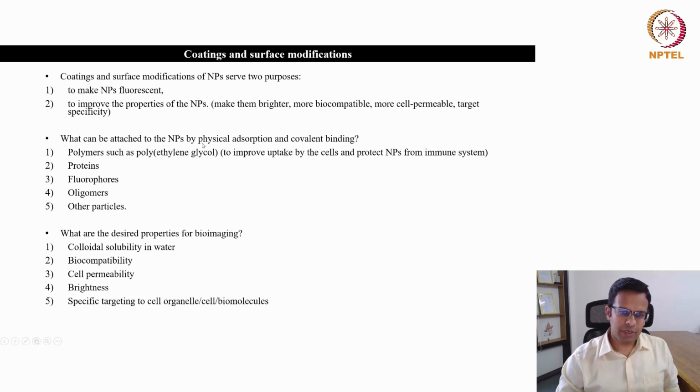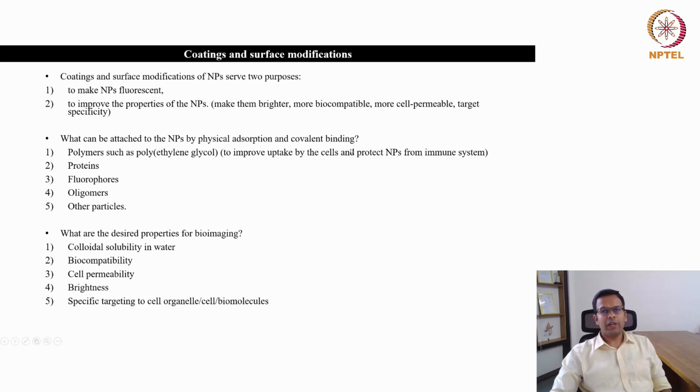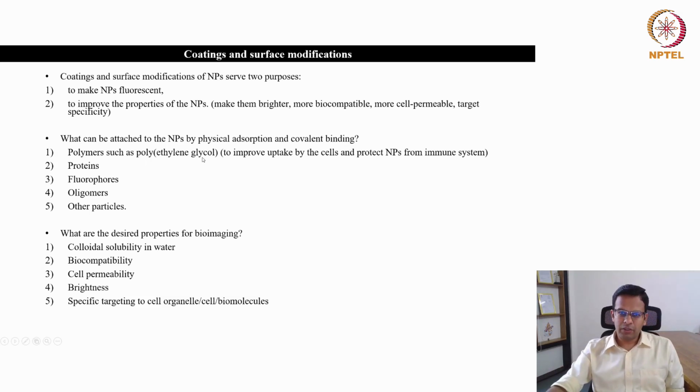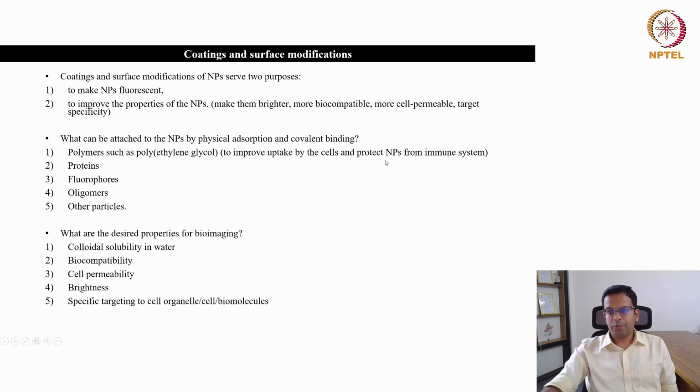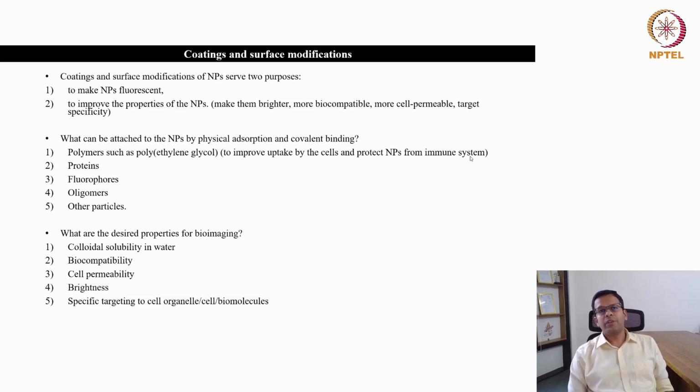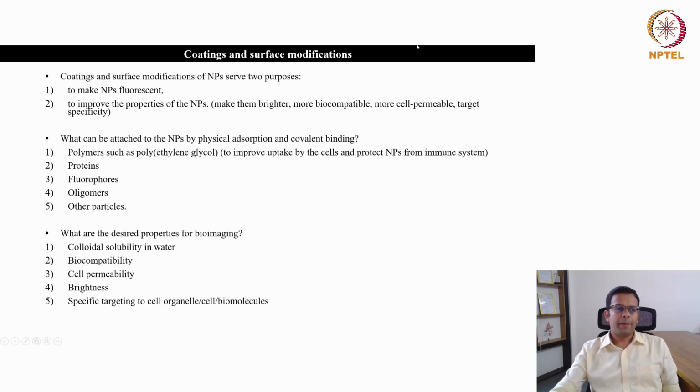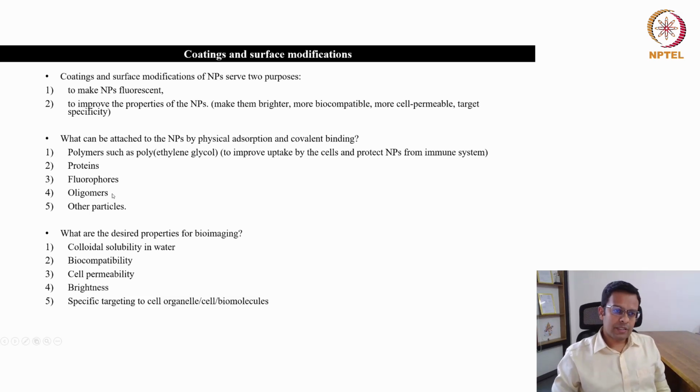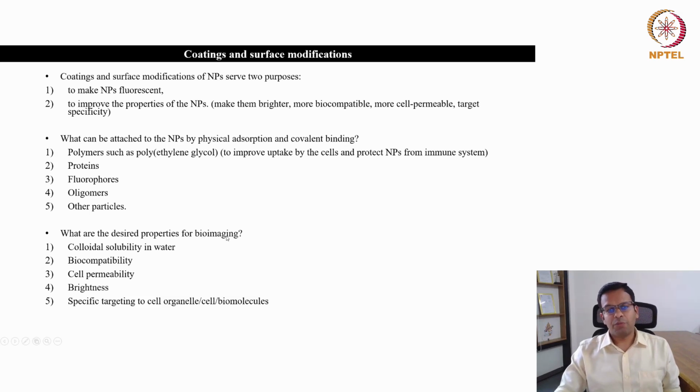Now, what can be attached to the nanoparticles by physical adsorption or covalent binding? Polymers such as polyethylene glycol improve the uptake by the cell and protect nanoparticles from the immune system. If the nanoparticles are coated with polyethylene glycol, your immune system will not consider them a foreign molecule. You can also coat the nanoparticles with proteins or antibodies, fluorophores like organic dyes, oligomers or other particles.